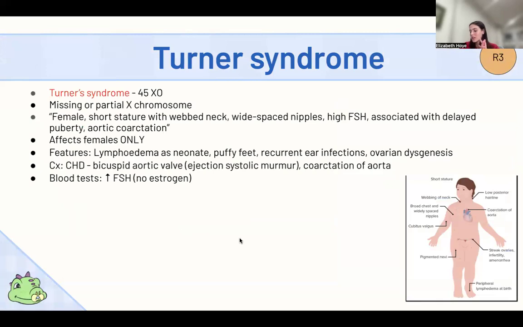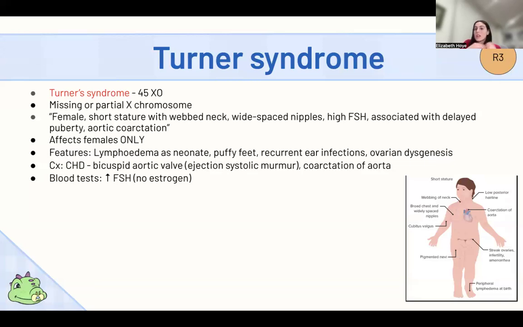These next few genetic conditions are lower yield, so you should just be able to identify them on an exam from a description, but I'll give you a little bit more information that you might actually need. Turner syndrome is 45 chromosomes, XO, so there's a missing or partial X chromosome, and therefore it affects biological females only. On exam, it might be described as a female patient with short stature and a webbed neck, which is usually the most buzzwordy part, wide-spaced nipples, and associated with delayed puberty and an aortic coarctation.